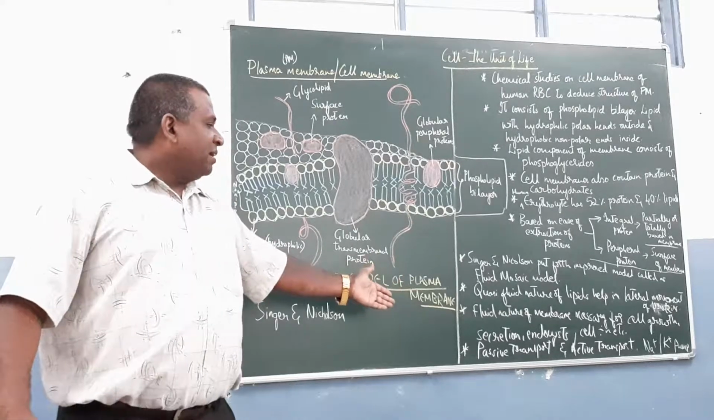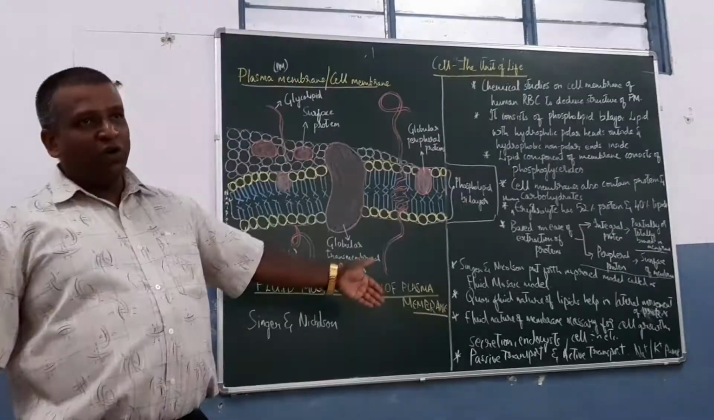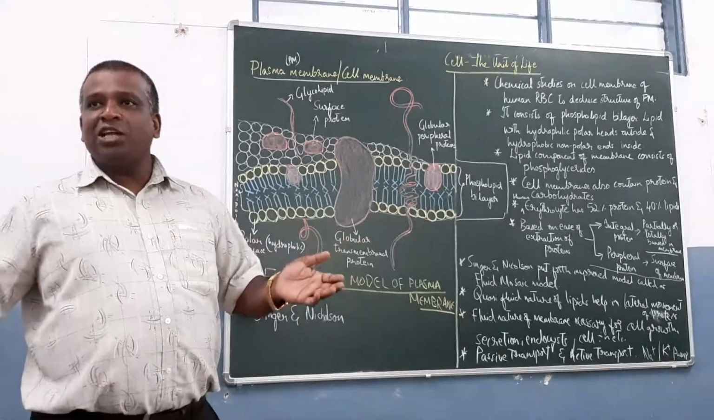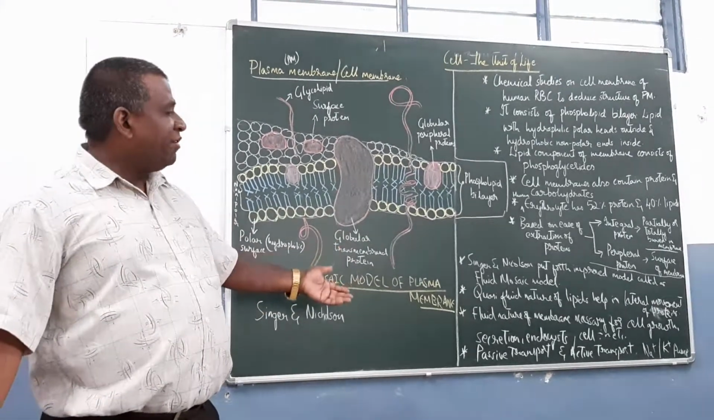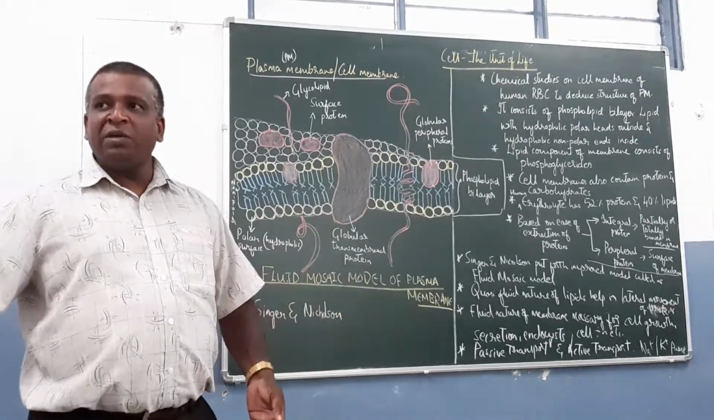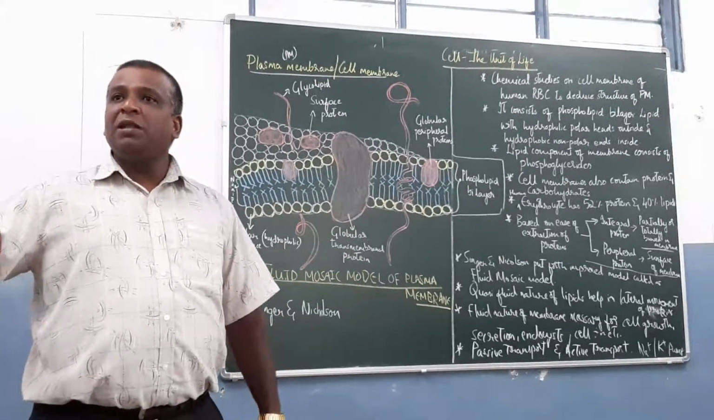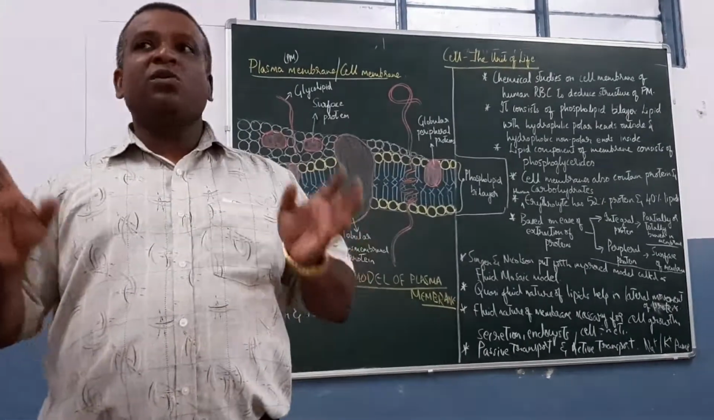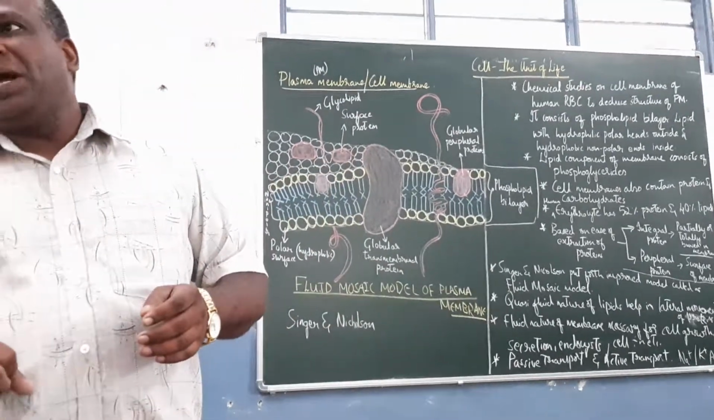Okay. Then this fluid nature of membrane also helps in cell division, cell enlargement, cell development, secretion of substances, endocytosis formation. All these are possible because the cell membrane is semi-solid, the quasi nature of lipids.